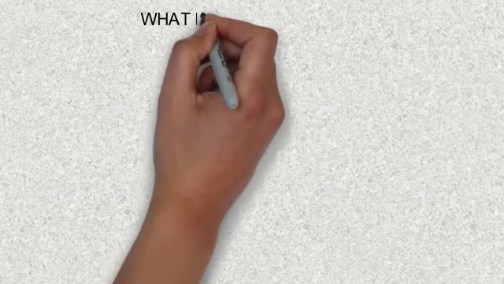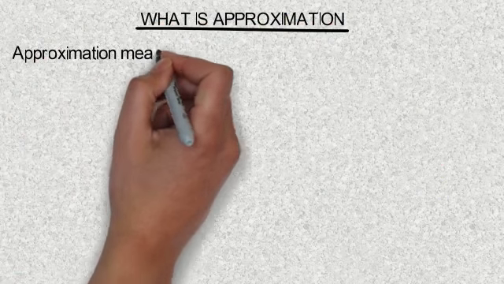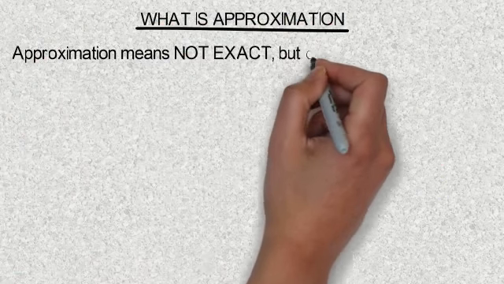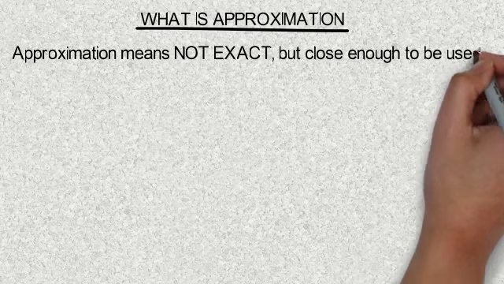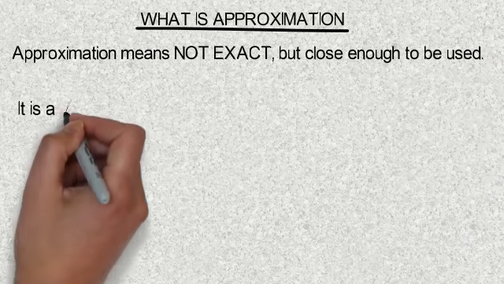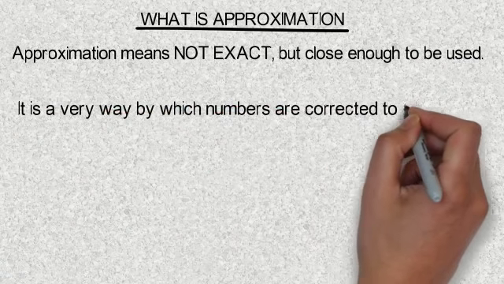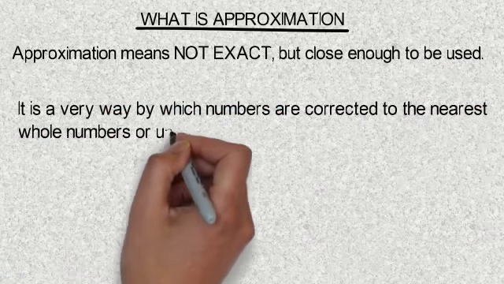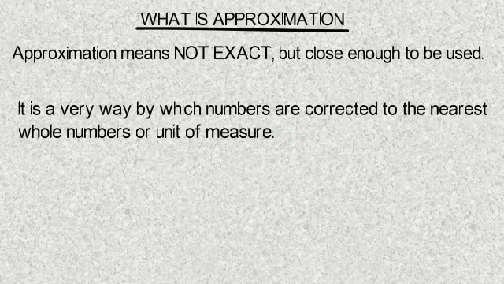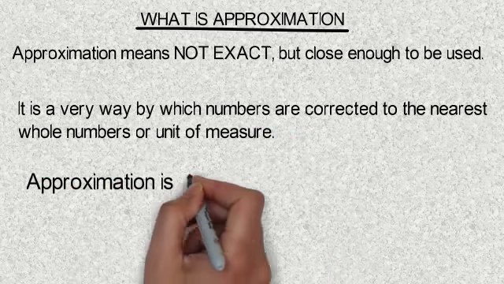So, what is approximation? Approximation means not exact, but close enough to be used. It is a way by which numbers are corrected to the nearest whole numbers or units of measure. Approximation is done in our everyday activities.